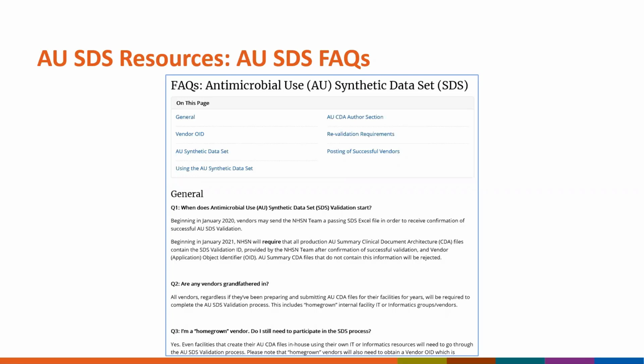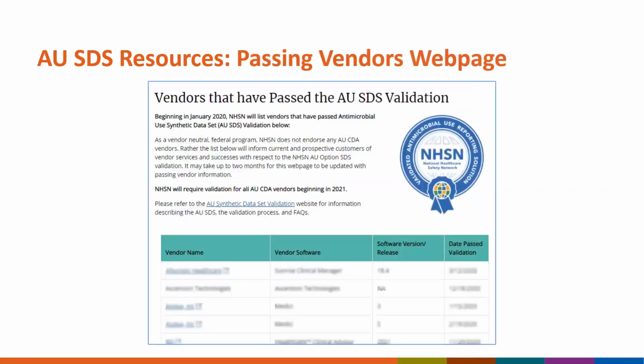Next slide. The last AU SDS validation webpage I wanted to share is the vendors that have passed the AU SDS validation. This page allows current and future customers to be aware of vendor services and successes with respect to the NHSN AU option validation. So far, to date, we've had 19 vendors pass AU SDS validation.